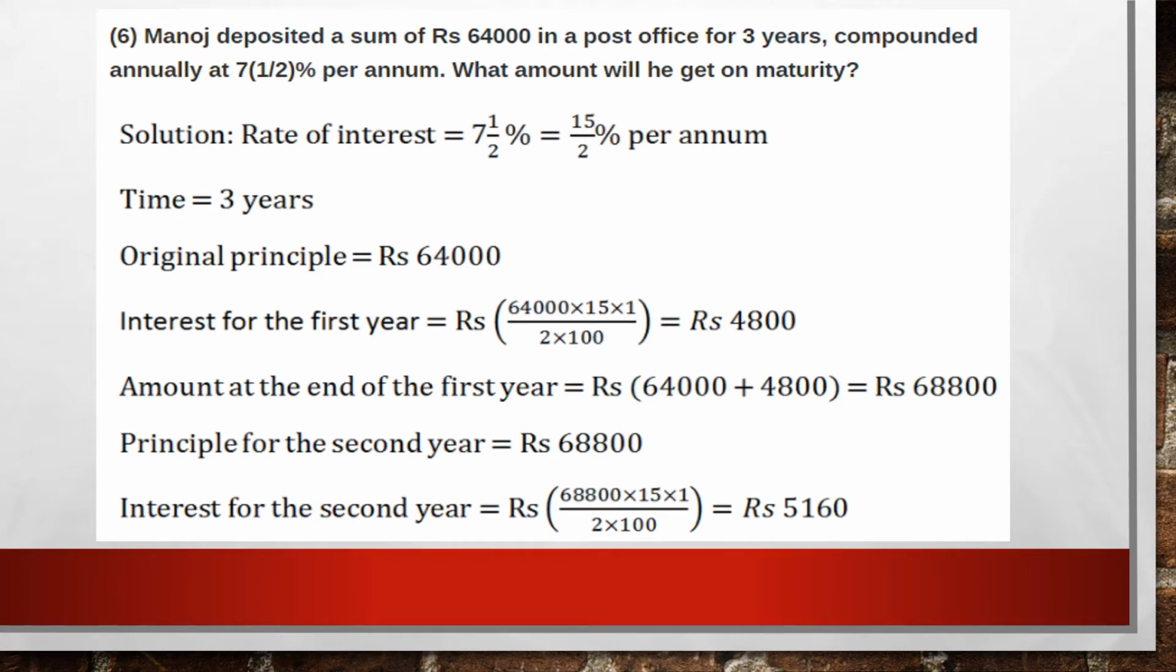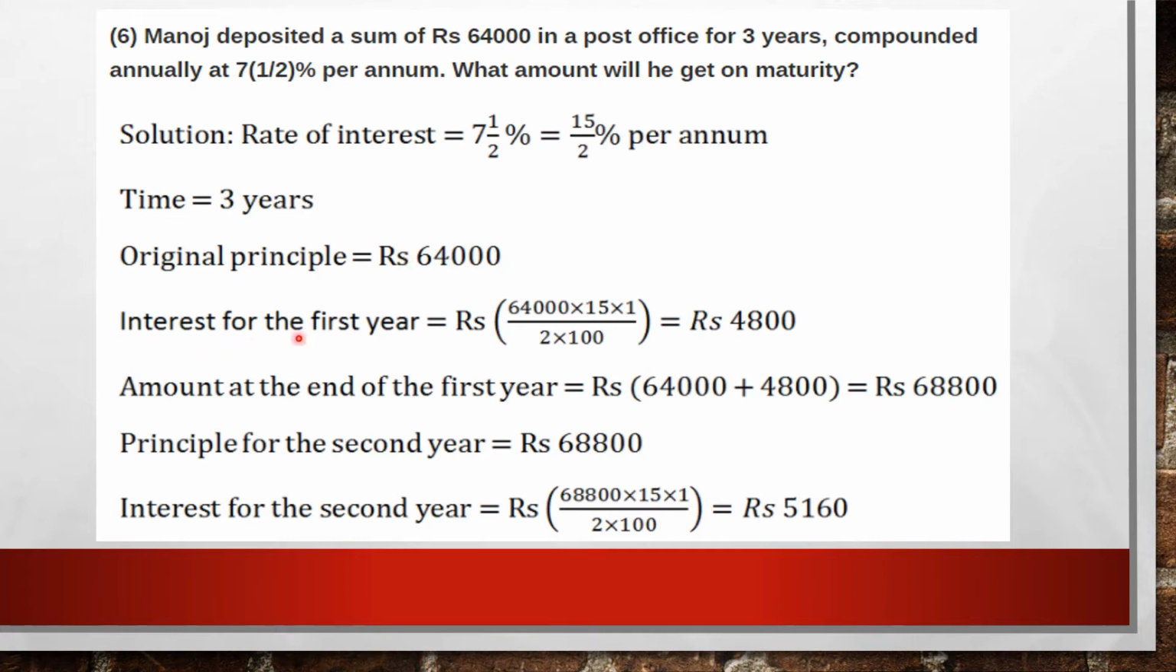Manoj deposited a sum of 64,000 in a post office for 3 years, compounded annually at 7.5 percent per annum. What amount will he get on maturity? So the rate of interest is given, time is given, original principal is given. Here they didn't ask only about the amount at the end of the third year, so they asked the amount every year, right?